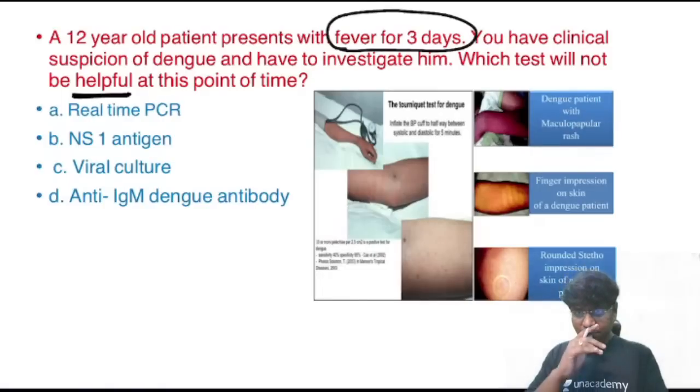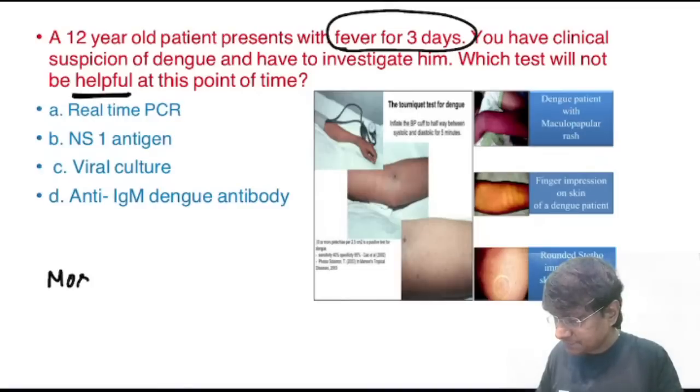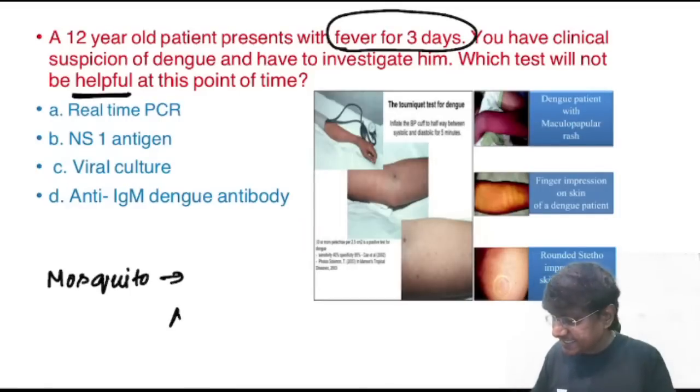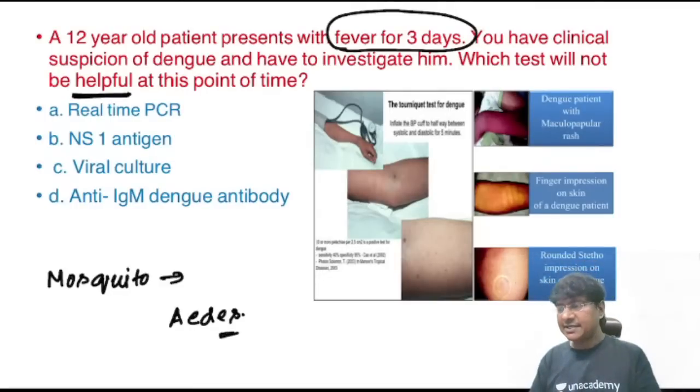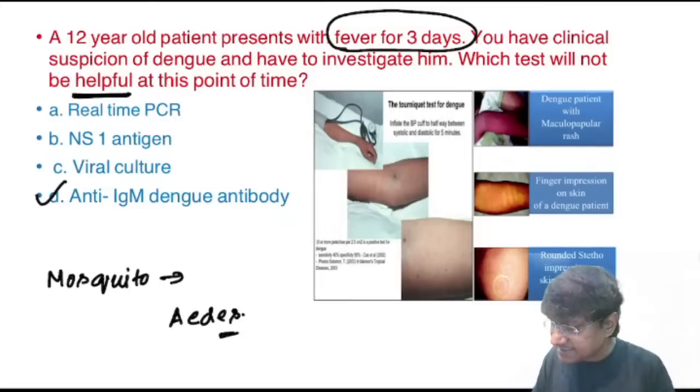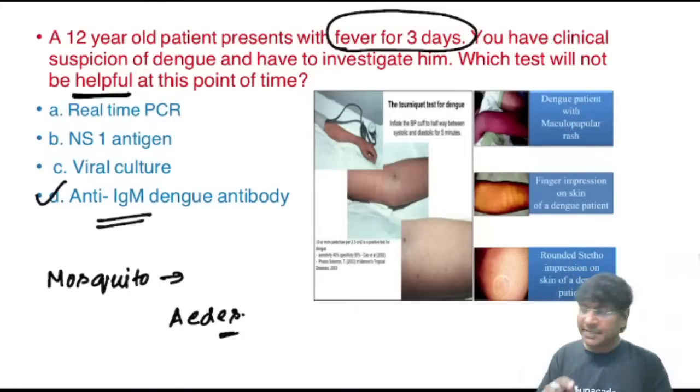So you take this particular dengue. What is the mosquito that transmits this dengue virus? It is again the same mosquito, Aedes, what we were discussing at the beginning of the session. Now, what is the correct answer in this question? The answer is D. Anti-IgM dengue antibody will not be helpful at this point.